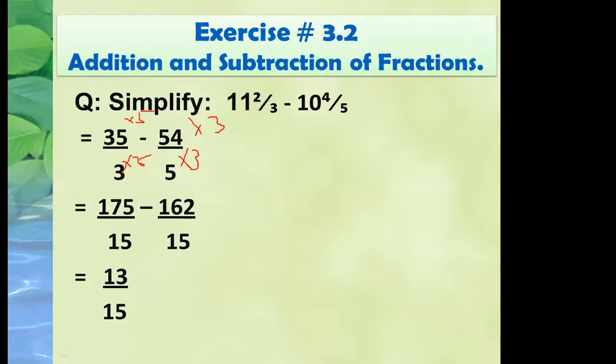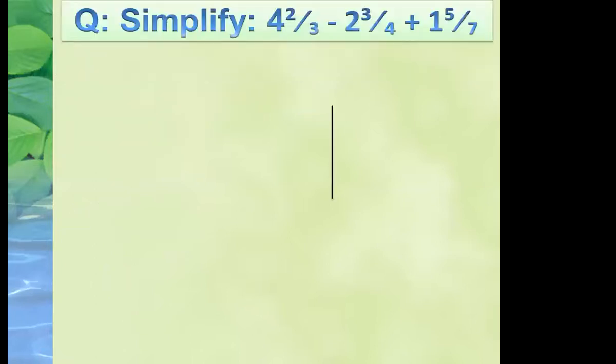Now move on to the next question. A little bit difficult or different question. What you have here? 4 whole 2 upon 3. Okay, 4 whole 2 upon 3 minus 2 whole 3 upon 4 plus 1 whole 5 upon 7.